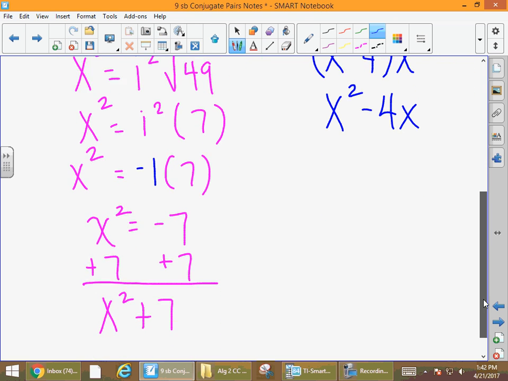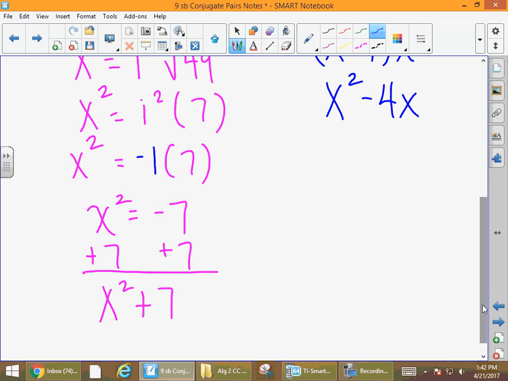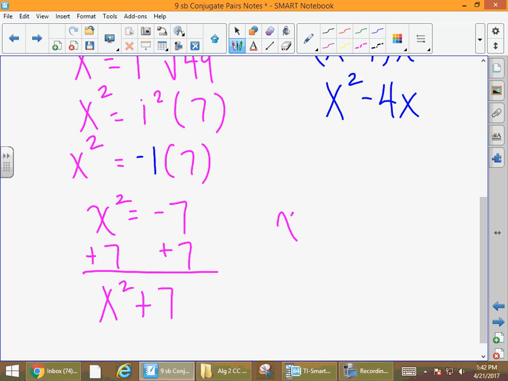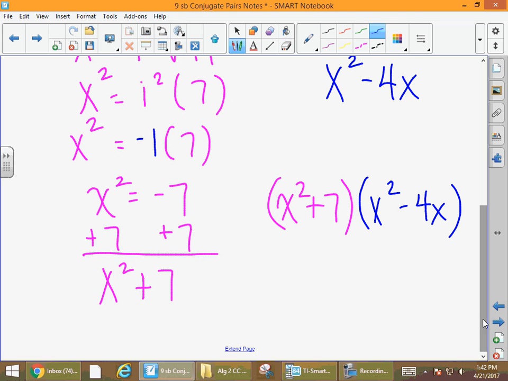And now that we've done that, we need to take our x squared plus 7 and multiply it by our x squared minus 4x to come up with our polynomial in standard form. And we're using the distributive property, which I use the method of FOIL: first, outer, inner, last. The x squared gets distributed over to the blue parentheses. The 7 gets distributed over to the blue parentheses.